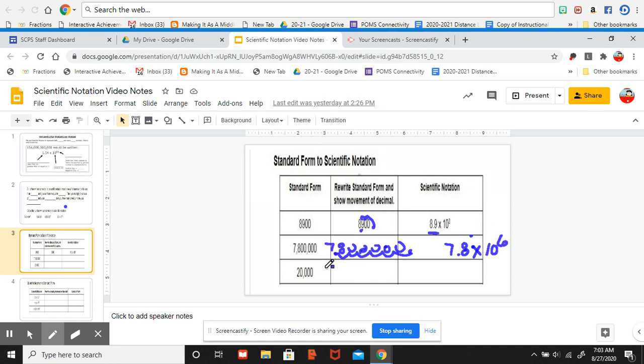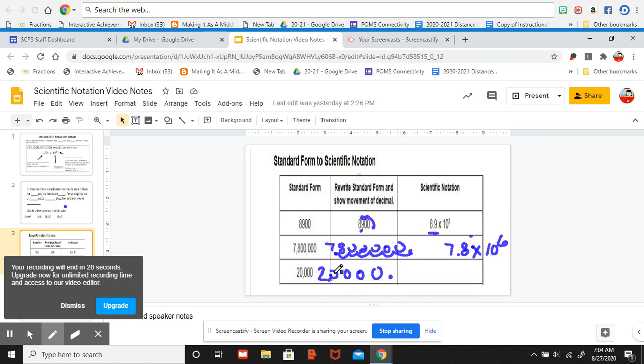All right, 20,000. Where's the decimal right now? It's in the back. We want to move it to between the 2 and the 0. So we can write 2. You don't need to put the decimal there because there's nothing after it. Times 10 to the, how many places did we move? 1, 2, 3, fourth power. So 2 times 10 to the fourth power. Why is it positive? Because it's a really big number.